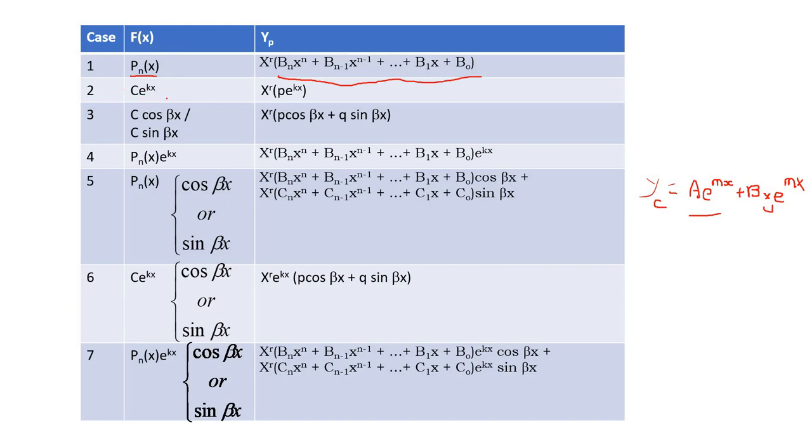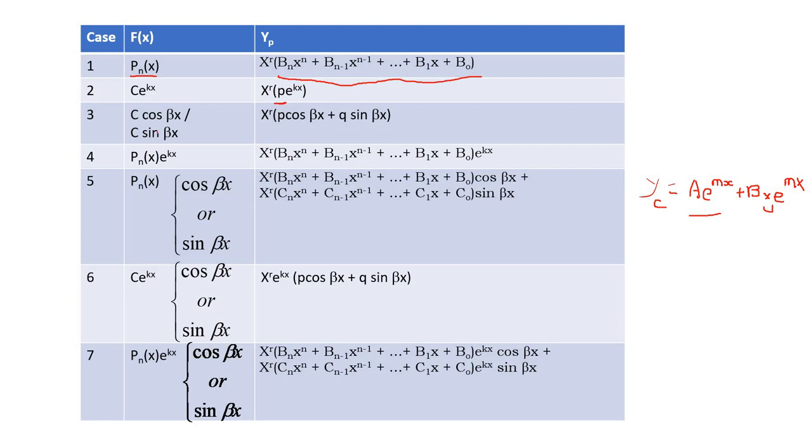In the second case, if your f(x) is an exponential, c e^(kx), where c can be 2, 3, 4, 5, any constant value, then you should choose your yp also with the same pattern, exponent kx. You put it with an unknown parameter, let's say p, and then you are going to determine p later on. Then you have to check whether this yp clashes with your yc. If it clashes, then you multiply by x and so on.